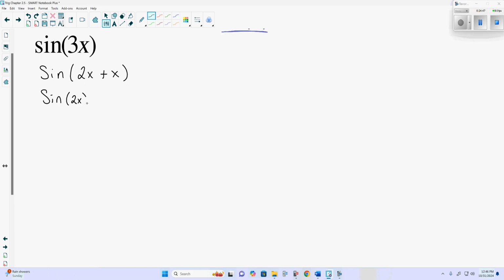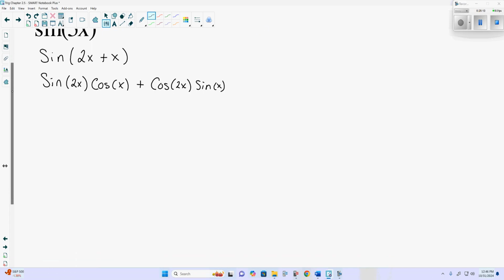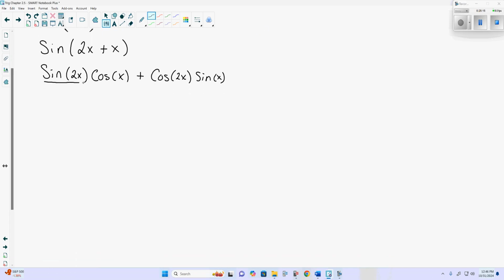which would be sine of 2x, cosine of x, plus cosine of 2x, sine of x. So this is our sum identity that we're using first. Now, we're getting closer because now we only have two expressions where we don't just have x inside the parentheses.